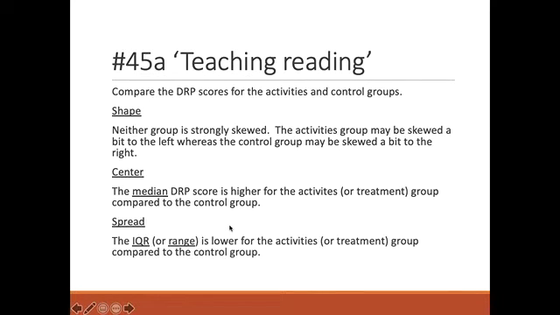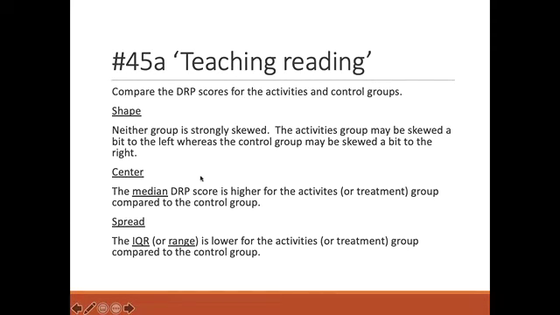In terms of spread, again, in this graphical representation, the IQR or the range, one of those is the easiest to describe here. So I wrote that the IQR is lower for the activities group, that's the treatment group, compared to the control group. You could have also talked about the range. The range is lower for the activities group compared to the control group. I already put context up here when I talked about the center, but we could have said the IQR for the DRP scores or the range for the DRP scores. That would have been perfectly fine.